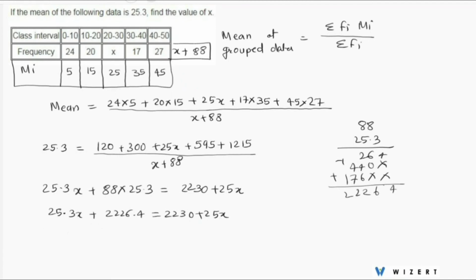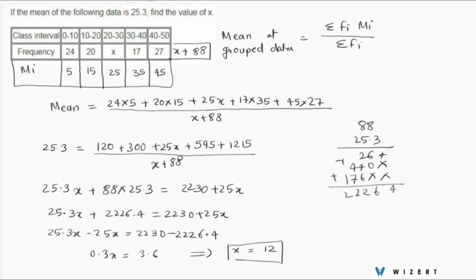So we'll take the x terms together. We get 25.3x minus 25x equals 2230 minus 2226.4. So we get 0.3x equals 3.6. So from here we get x equal to 12. So the frequency in the 20 to 30 class is 12. This is the answer.